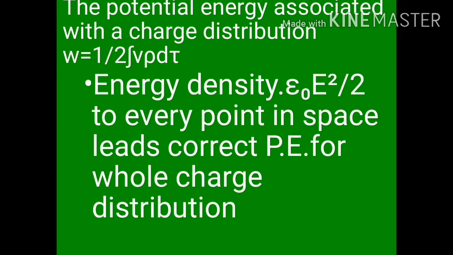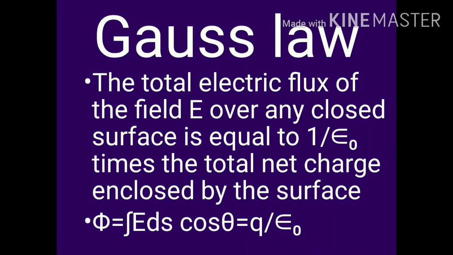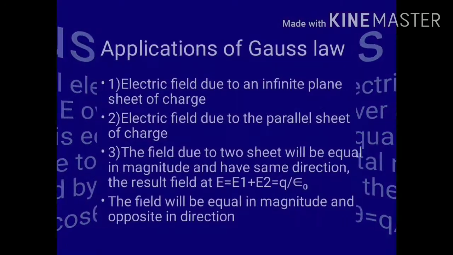The potential energy associated with the charge distribution W equals 1 by 2 integral of V times rho d tau. Energy density epsilon naught E square divided by 2 at every point in space leads to the correct potential energy for the whole charge distribution. Gauss law: the total electric flux of the electric field E over any closed surface is equal to 1 by epsilon naught times the total net charge enclosed by the surface. Phi equals integral of E ds cos theta equals Q divided by epsilon naught.